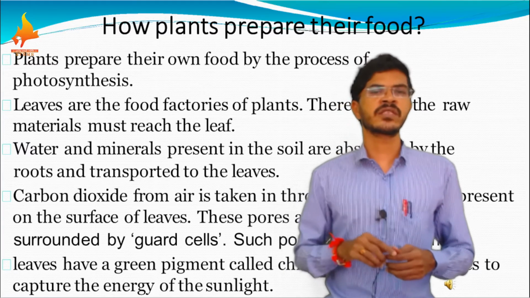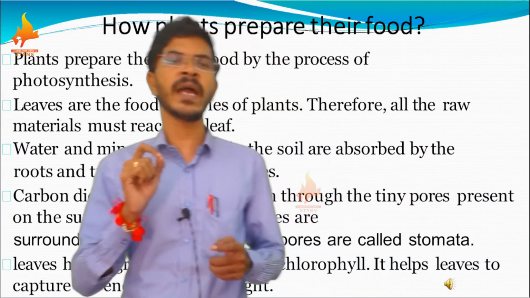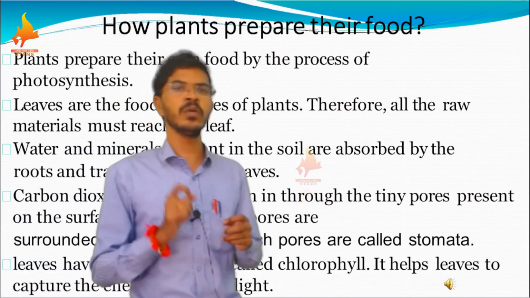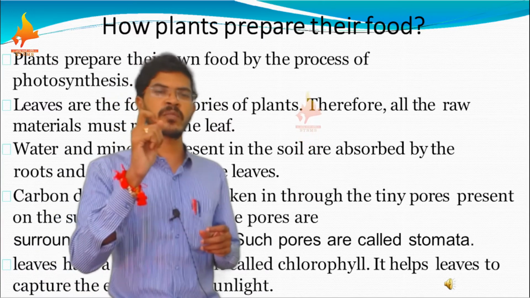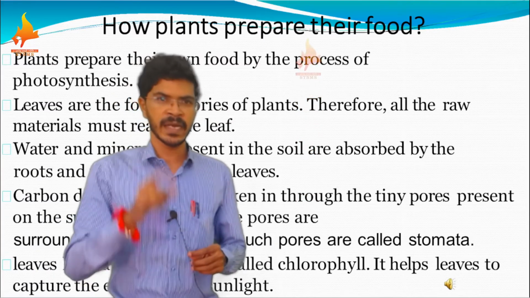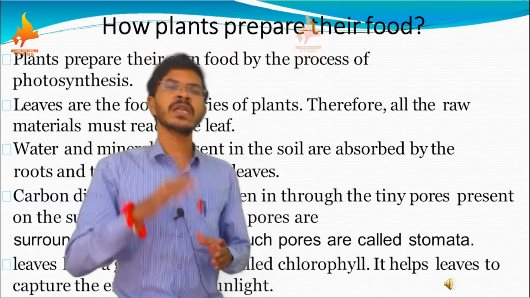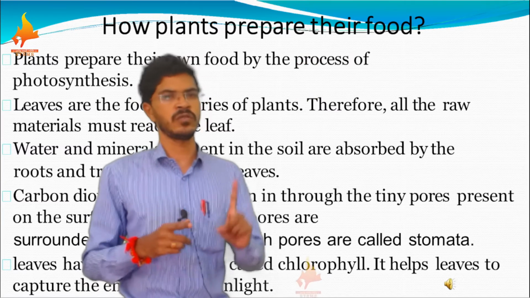And this gaseous exchange takes place through tiny pores called stomata. There are tiny pores on the leaf called stomata. Through these stomata, the exchange of gases takes place. And these are the four things that are very much necessary for photosynthesis to take place.